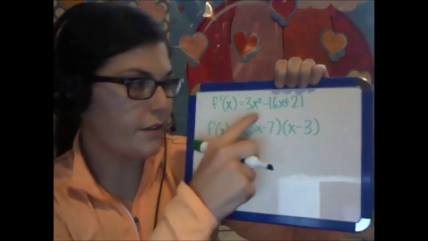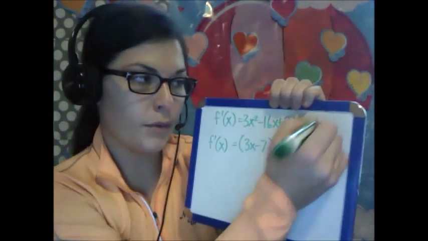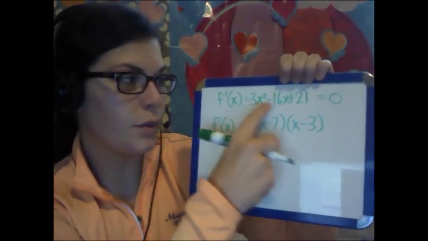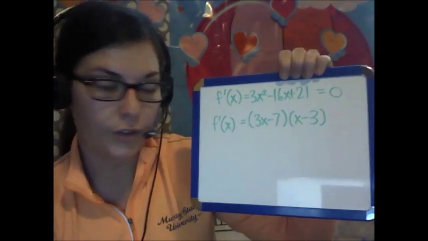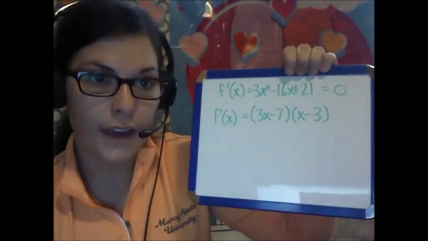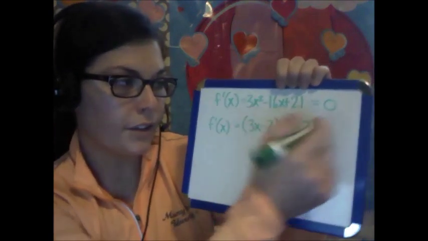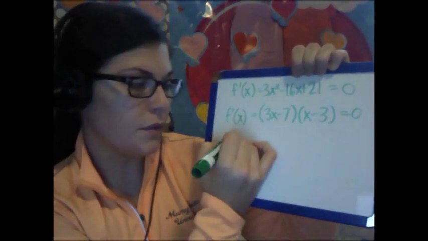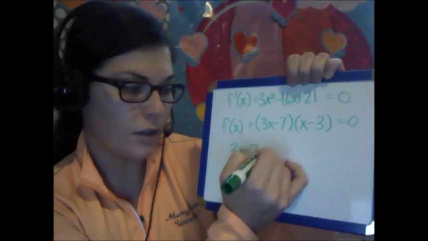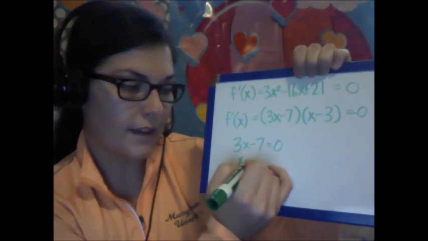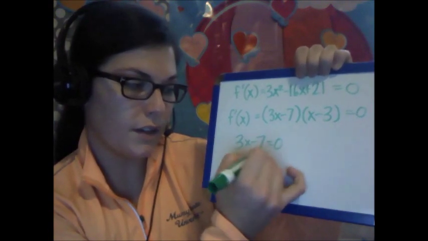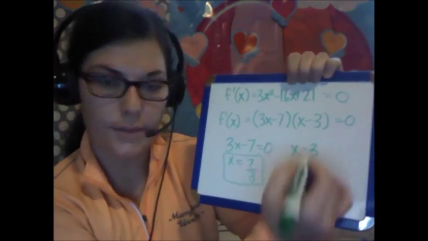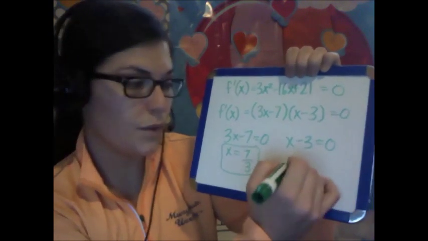Now that I've found the derivative, I am going to set the derivative equal to 0 to find the critical points. Unfortunately, 3 does not go into each of these values, so I can't factor out a 3. However, this still is a factorable quadratic, so notice I have factored this into two pieces. So now I'm going to set each of these pieces equal to 0. I have 3x minus 7 equals 0. So I have x equals 7/3 is one of my critical points. The other critical point that I have here is x minus 3 equals 0, so we get x equals 3.